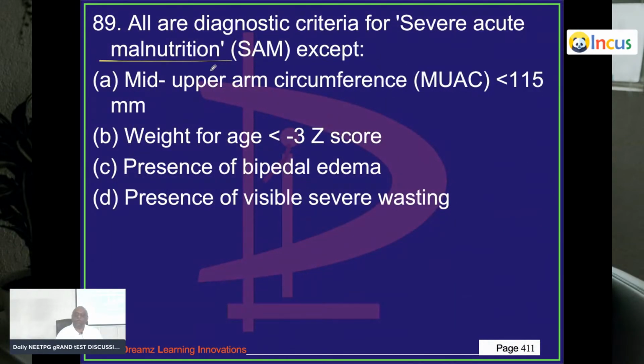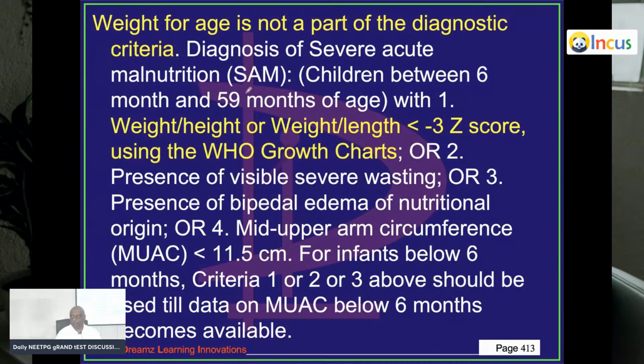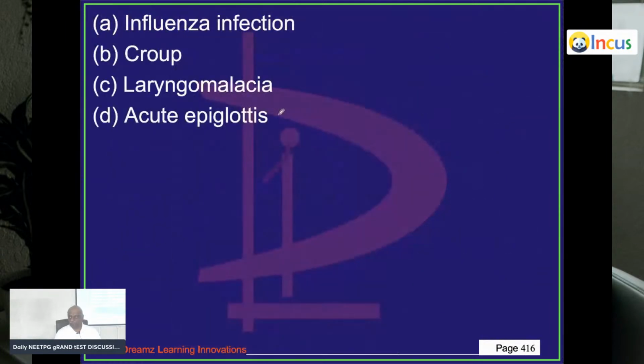Severe acute malnutrition, what is the criteria? It is weight for height, not weight for age, which is the criteria. Weight for height or weight for length is the criteria.